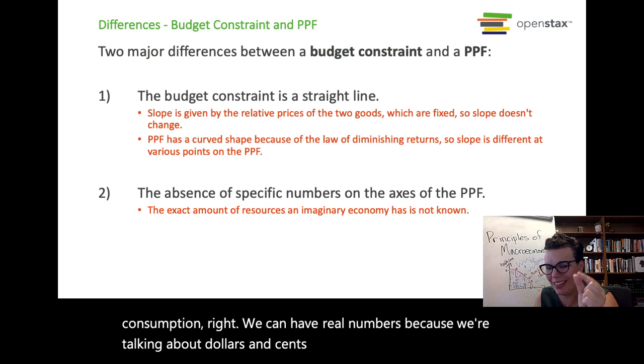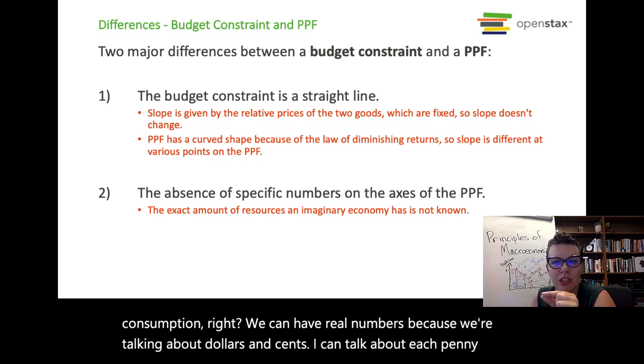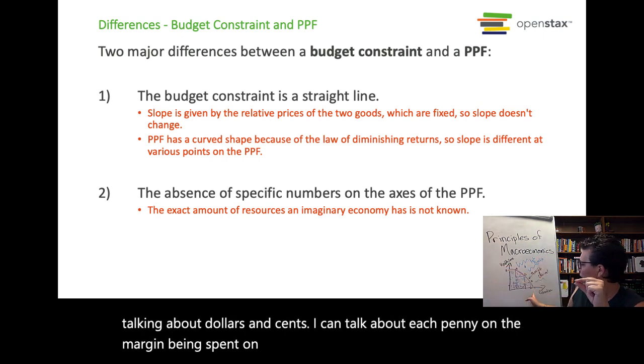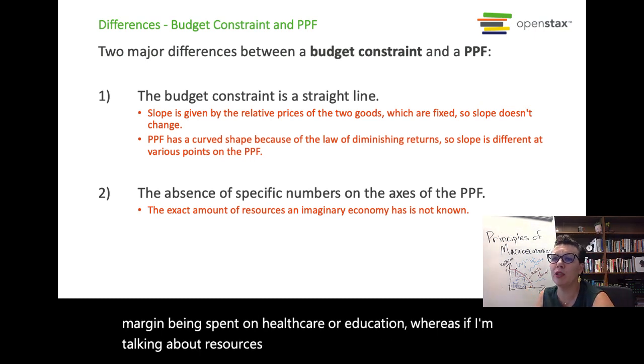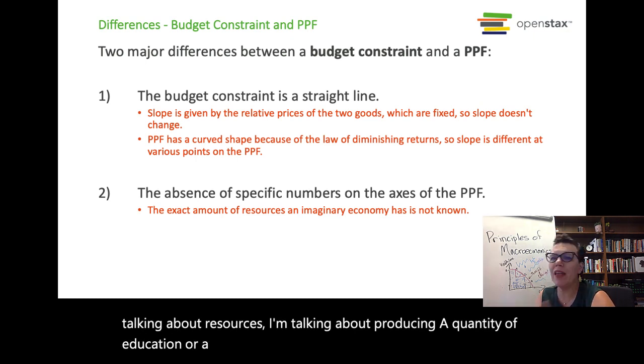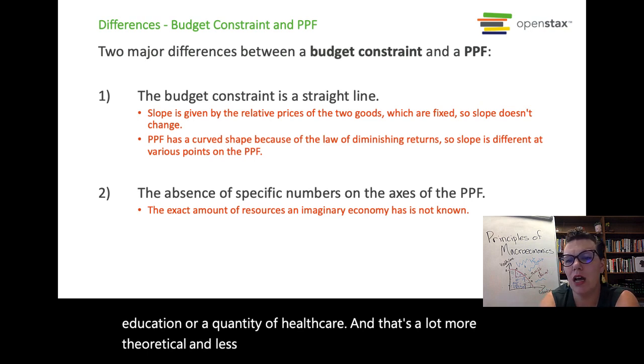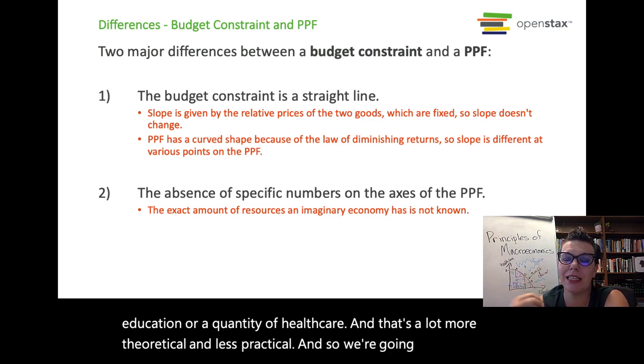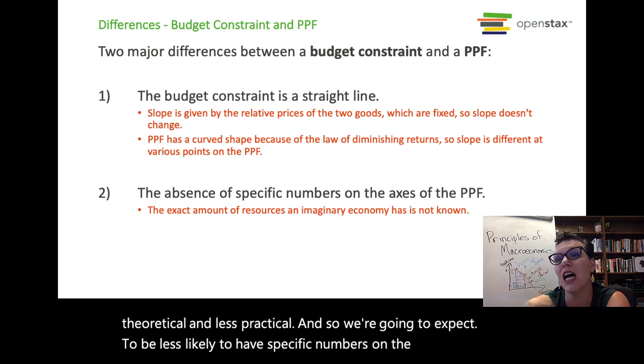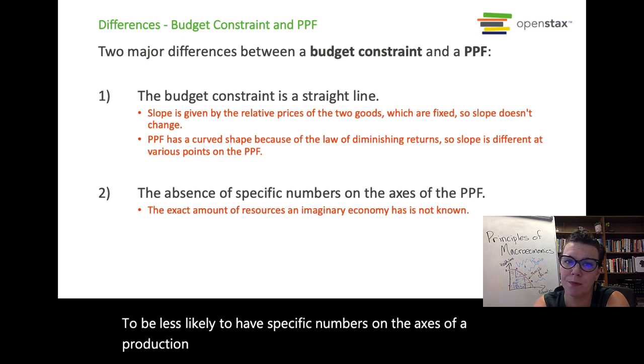So I can talk about each penny on the margin being spent on healthcare or education, whereas if I'm talking about resources, I'm talking about producing a quantity of education or a quantity of healthcare, and that's a lot more theoretical and less practical. And so we're going to expect it to be less likely to have specific numbers on the axes of a production possibilities frontier.